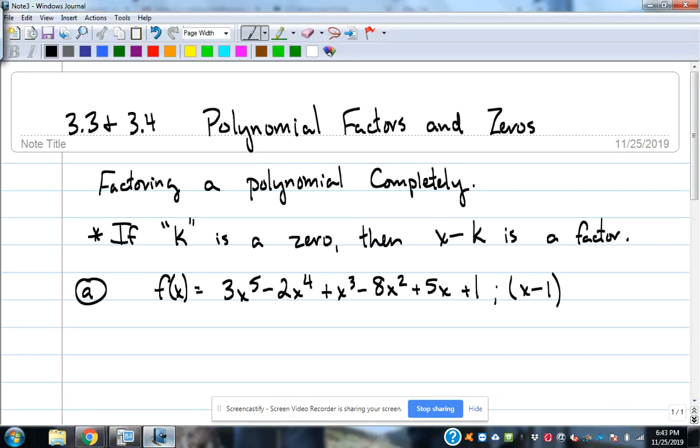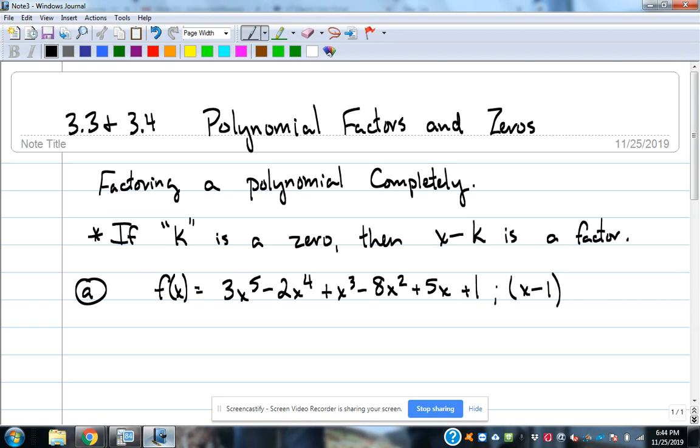The first thing that we're going to do is start our process of breaking a polynomial down into its factors. Because if we can factor it into smaller pieces, those smaller pieces are a lot easier to work with than this really large polynomial. So that's the idea of what we're going to do.